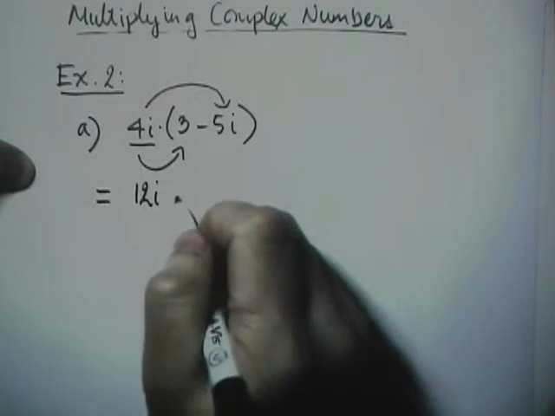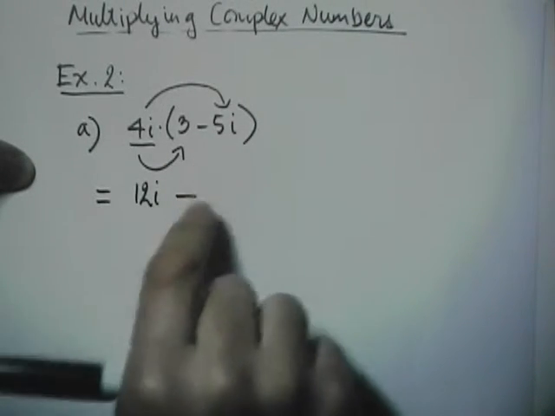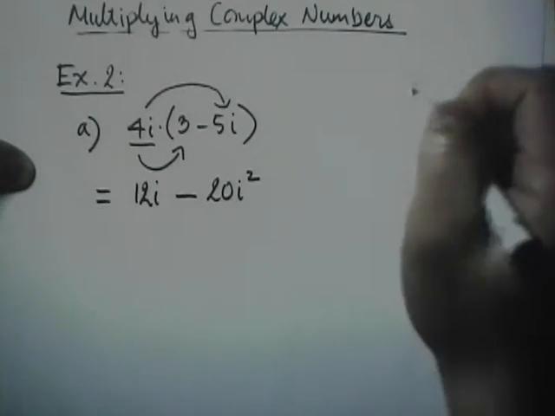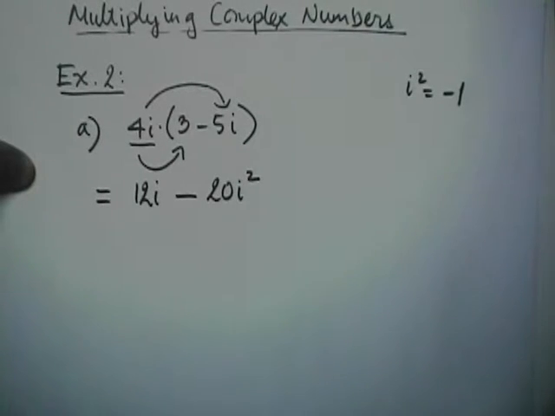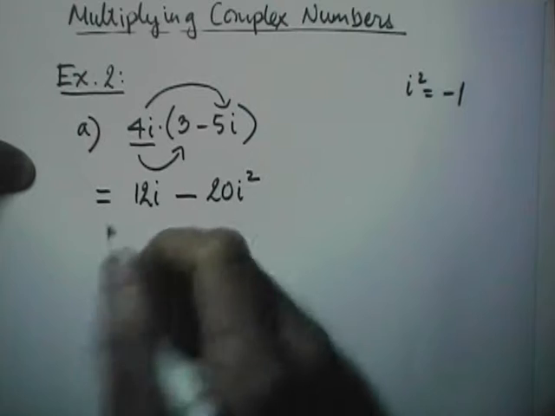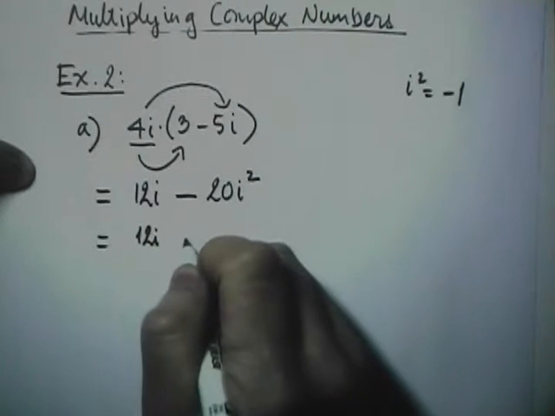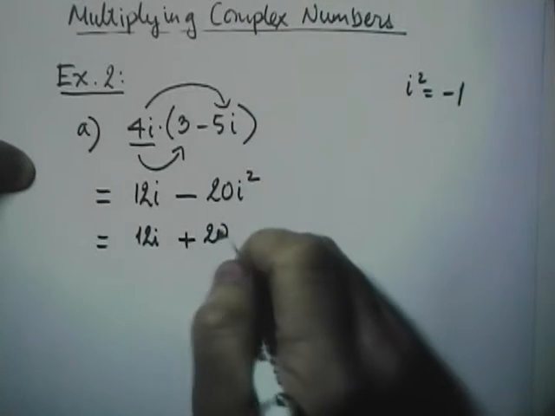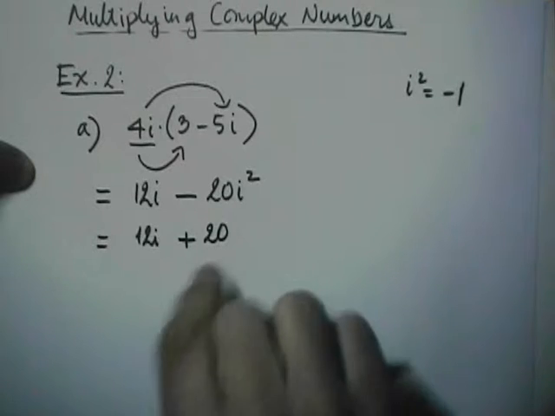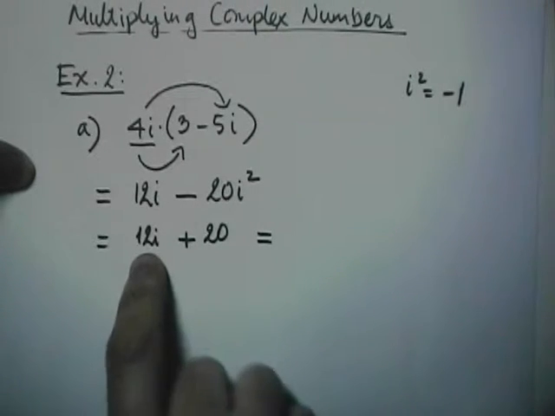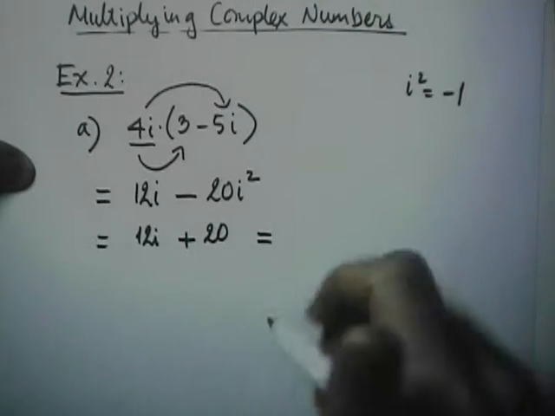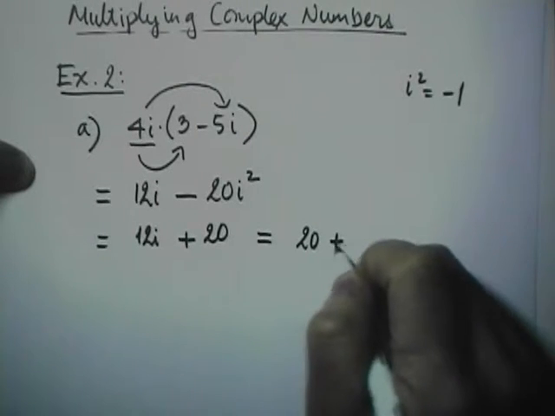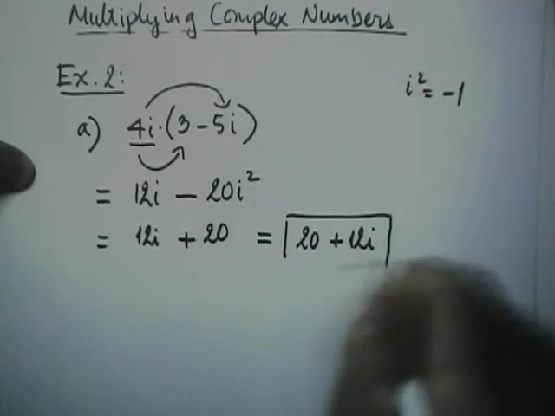Now minus 4i times 5i, that's going to be minus 20i squared. And remember, i squared equals negative 1. So that's why in your problem you get 12i plus 20, because I substitute negative 1 for i squared. The convention says we do not like to keep the i term in front, so I would prefer to write the i term in the back. So my problem turned out to be 20 plus 12i. And that's how I multiply.